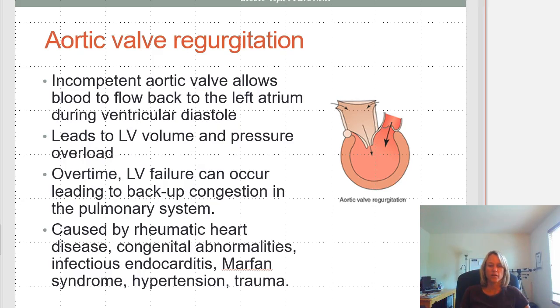valve. Aortic valve regurgitation occurs when we have an incompetent aortic valve that allows blood to backflow from the aorta into the ventricle during ventricular diastole. And this is going to lead to an increase in volume and pressure within the left ventricle, causing volume overload. Over time, this failure can lead to backup congestion into the pulmonary system and the associated symptoms. And this can be caused by rheumatic heart disease, congenital abnormalities, endocarditis, and so forth.